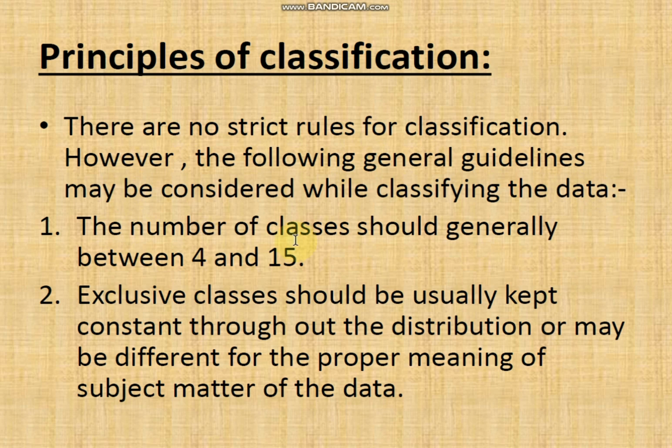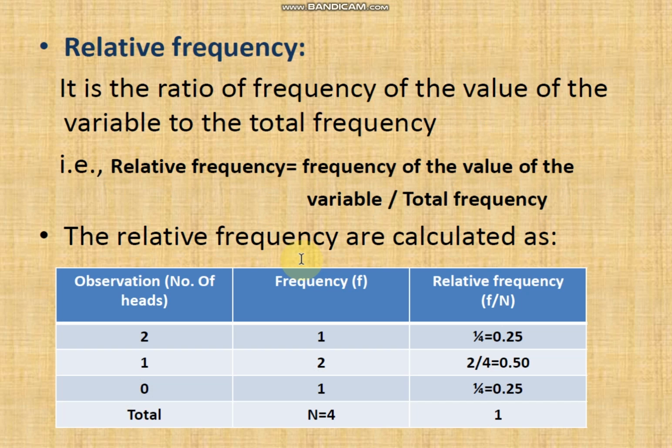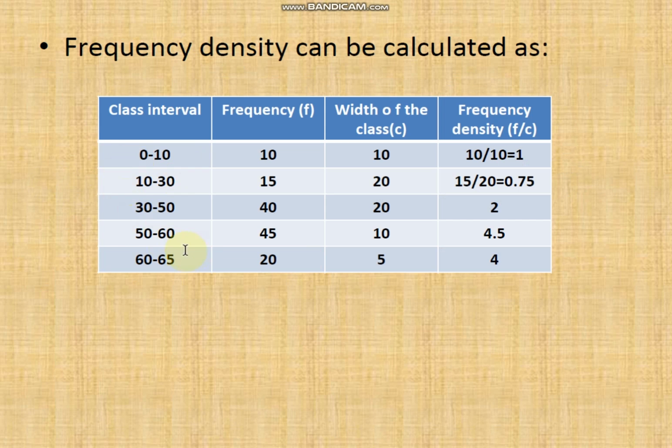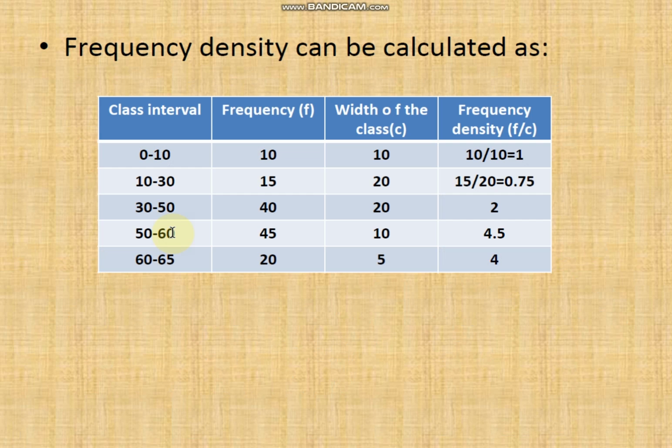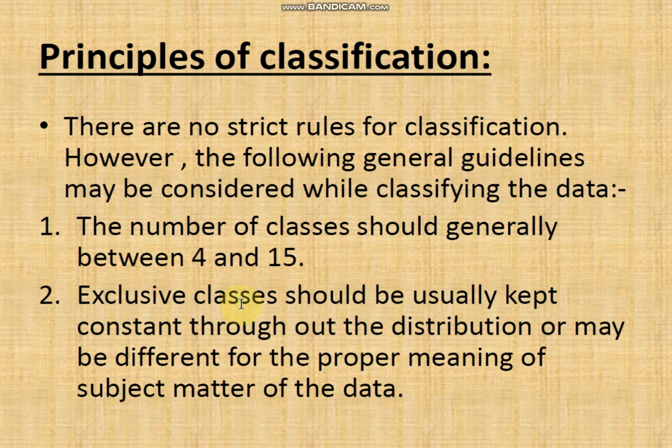The first one is that the number of classes should generally be between 4 and 15. For example, the number of class intervals here is 6. In some problems they were 4. The intention of constructing a frequency distribution is that you are condensing a huge amount of data into a smaller table, so that anyone can understand the data by looking at the table.